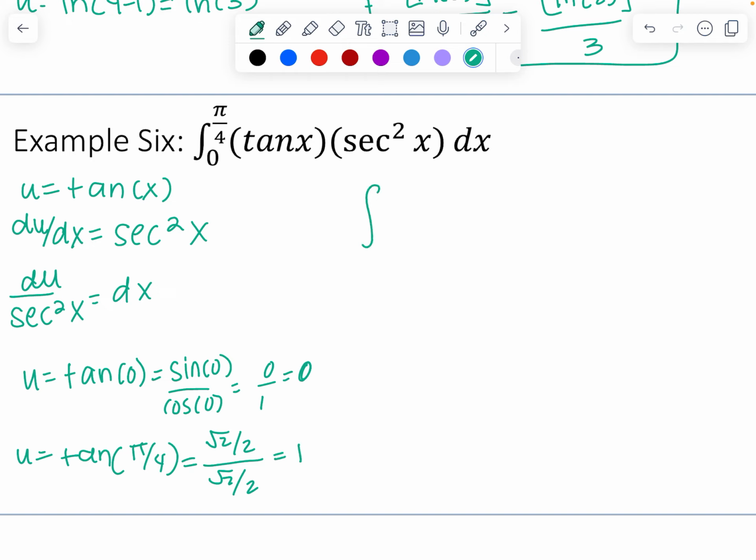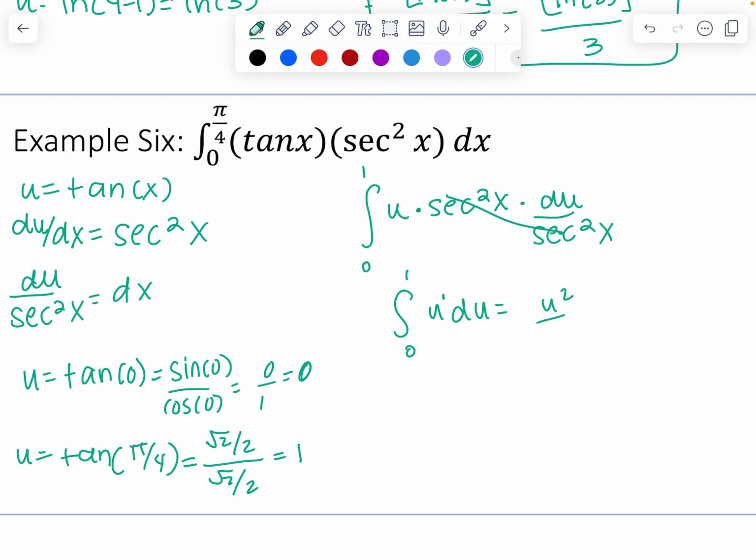So my bounds are going to be 0 to 1, and then I'm replacing tangent of x with u. I'm going to keep secant squared x in there, but then I'm replacing dx with du over secant squared x. These cancel each other out, so I get the integral from 0 to 1 of u du. The antiderivative of u is u squared over 2, and then I have my bounds, and so that will be 1 squared over 2 minus 0 squared over 2, which just equals 1/2. And it looks so complicated, and then you get this really easy answer.